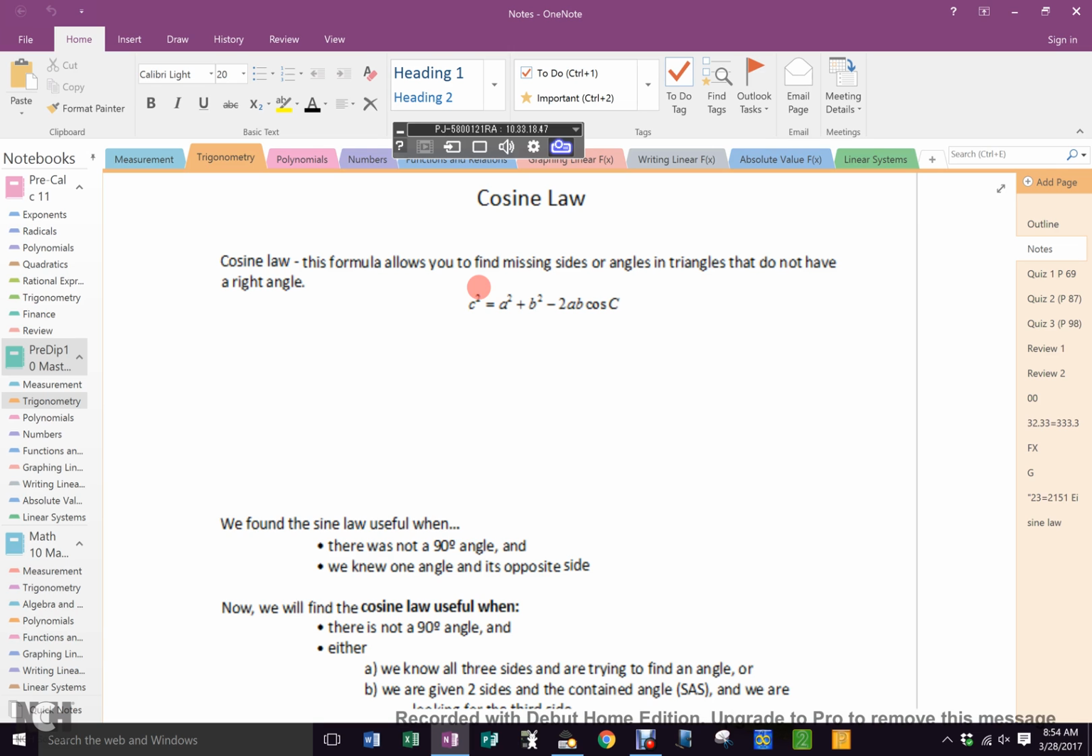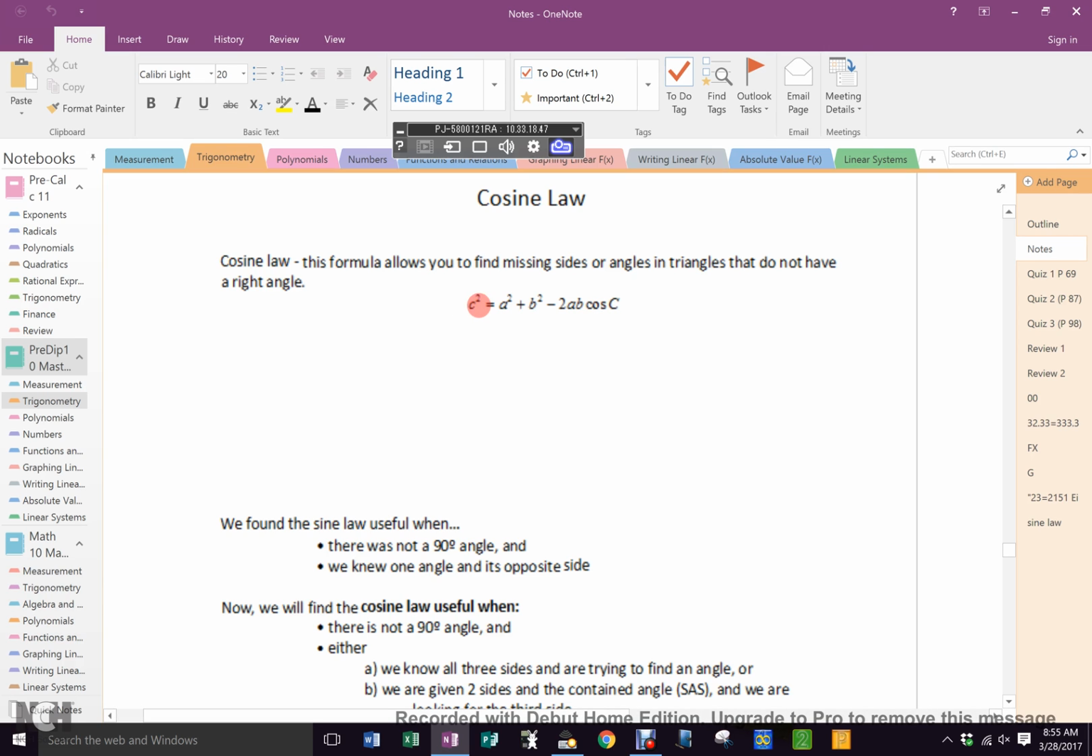Now, what else will it allow me to find? Everything if I can do algebra. Do you understand what I'm saying? What if I wanted side A? What would that mean? If side C squared is A squared plus B squared minus 2AB cos C, yeah, I just move it around. Cool?